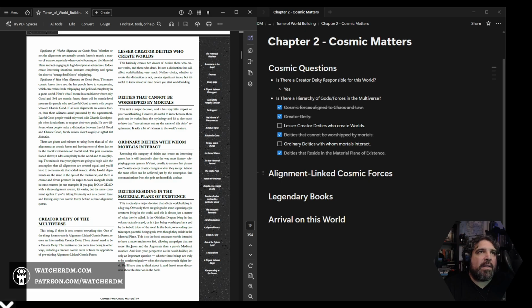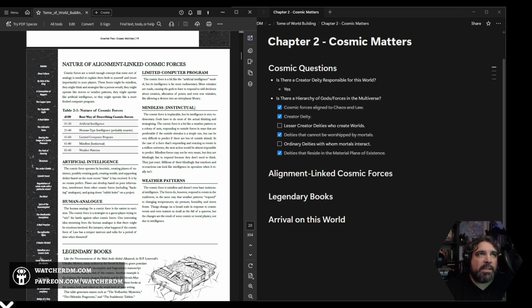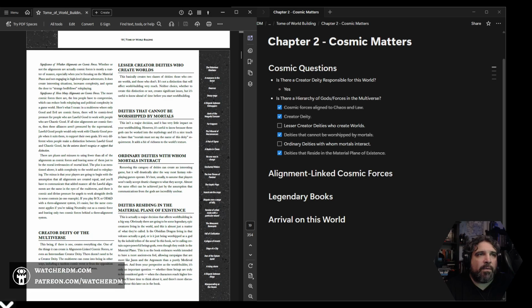Significance of whether alignments are cosmic forces, significance of how many alignments are cosmic forces. Yeah, I don't want to read all this. I think I understand the problem here. And I guess my question is, okay, so this is the nature of those cosmic aligned forces thing.